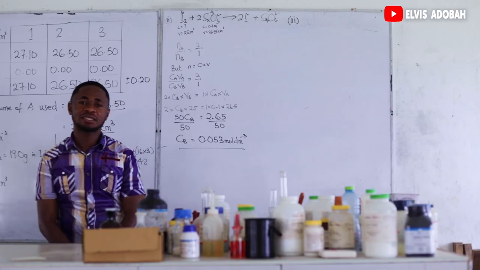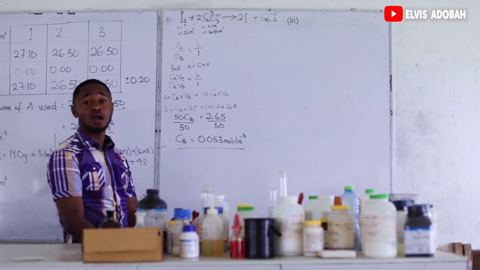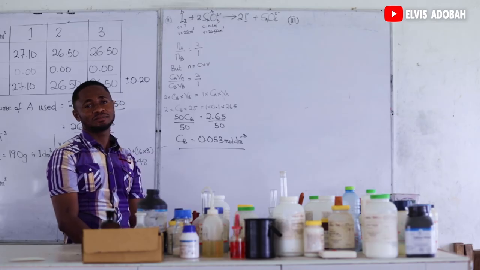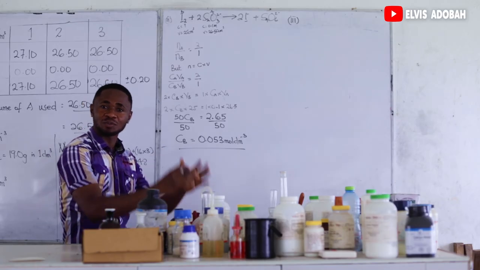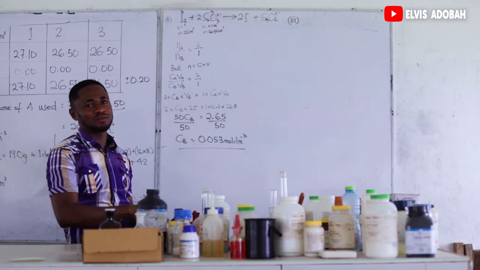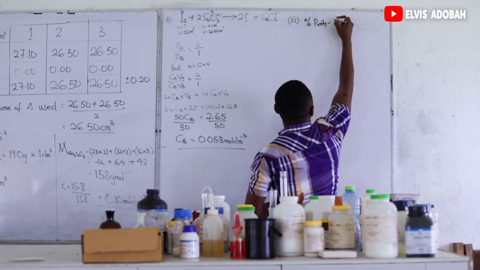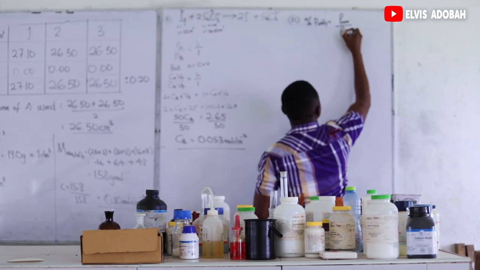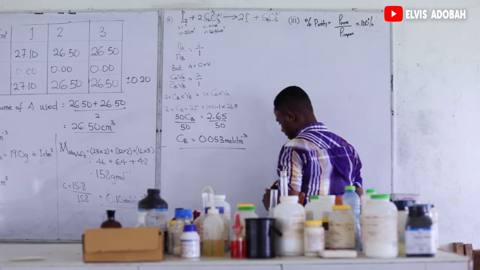The III part is asking for the percentage by mass of iodine in the impure substance. Remember, we said in the question that the iodine we're using contained impurities. So impurities plus pure iodine have combined. So we want to look at the percentage of that mixture that is the pure iodine. Percentage purity is the mass concentration of pure substance divided by the mass concentration of the whole impure substance times 100%.